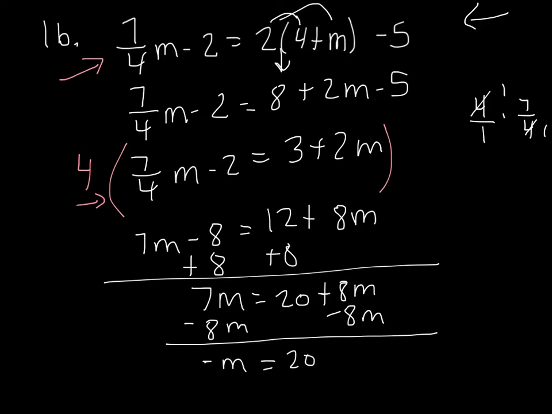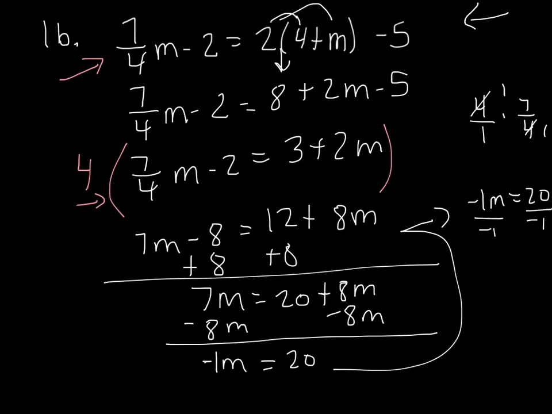20. So if I divide by the, first you should realize that the negative m, there's really a coefficient of negative 1 there. So let me take this right here. So negative 1m equaling 20. If I divide both sides by negative 1, then I'm going to get positive m, right? Because these go to a positive 1. So m equals negative 20.